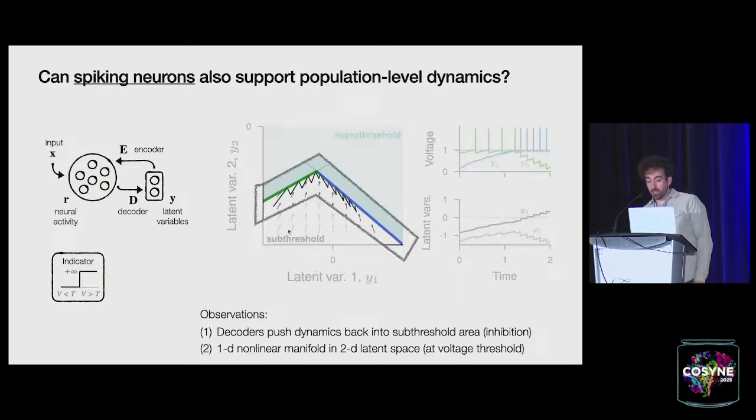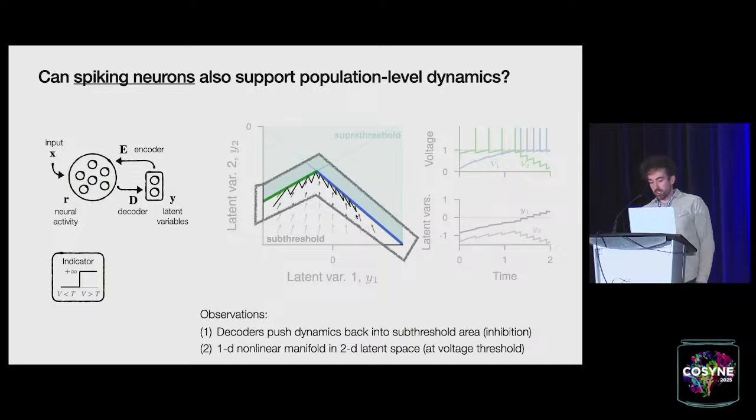The second thing we can notice is that in this two-dimensional latent space, we actually only have a one-dimensional nonlinear manifold that we can actually work with and build computations on. So we've somehow constrained the space to the area of the space where we're actually able to build dynamics.